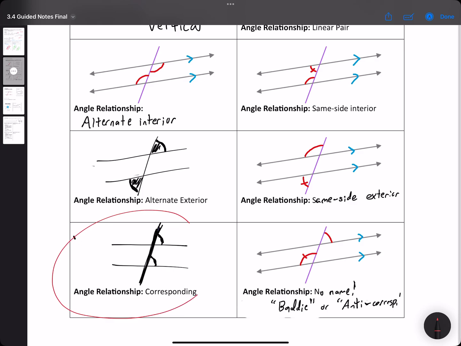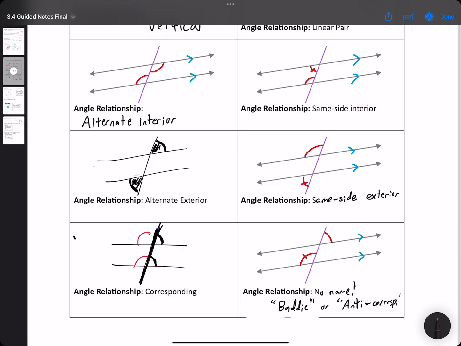We also got corresponding angles here. We're going to go into depth on those. Corresponding angles are basically all in the same side relative to each other. You've got one interior, one exterior, always one in, one out. And they are in the same relative position. So you've got one in the top right and the other one also in the top right.